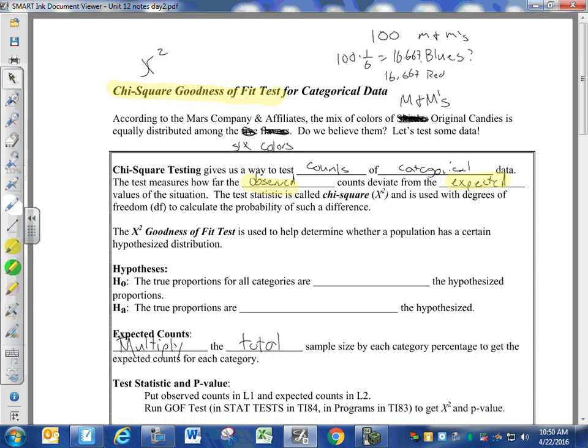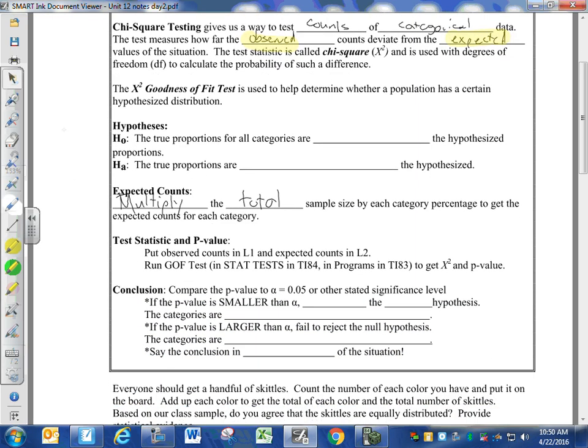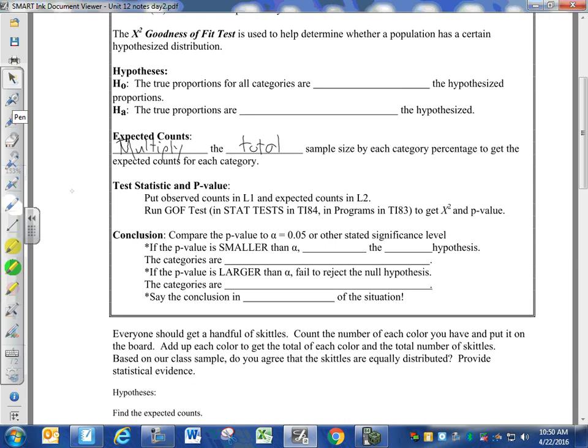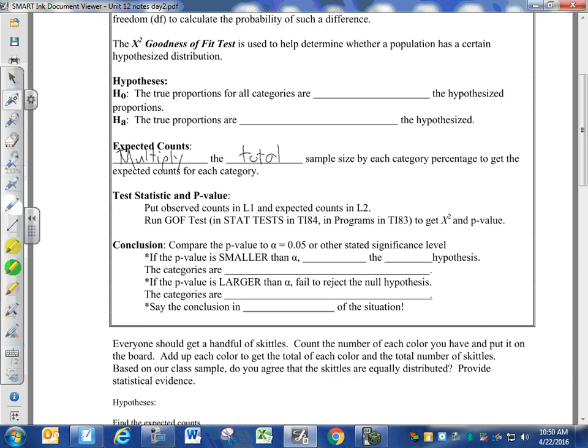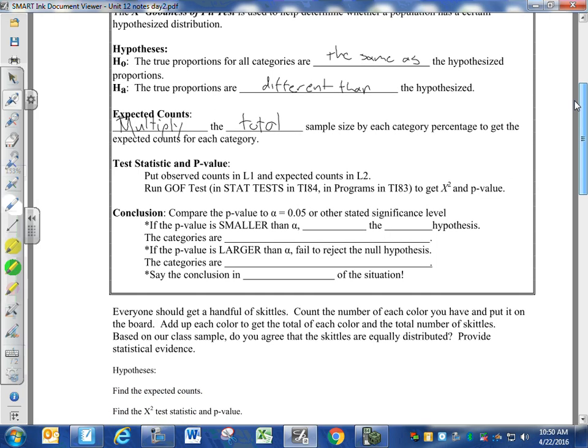Okay, now we will be able to test a hypothesis. We'll be able to find a p-value. So the hypothesis is always going to be the true proportions for all categories are the ones that are hypothesized, or the same as the hypothesized. The alternative hypothesis is that the true proportions are different than the hypothesized. Okay? So let's do the test.